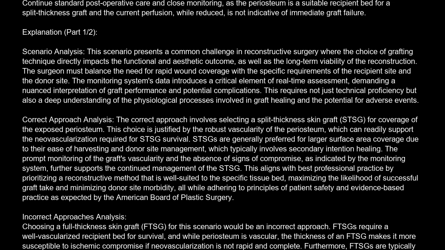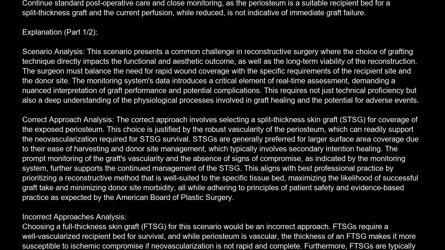Correct approach analysis. The correct approach involves selecting a split-thickness skin graft, STSG, for coverage of the exposed periosteum. This choice is justified by the robust vascularity of the periosteum, which can readily support the neovascularization required for STSG survival. STSGs are generally preferred for larger surface area coverage due to their ease of harvesting and donor site management, which typically involves secondary intention healing.